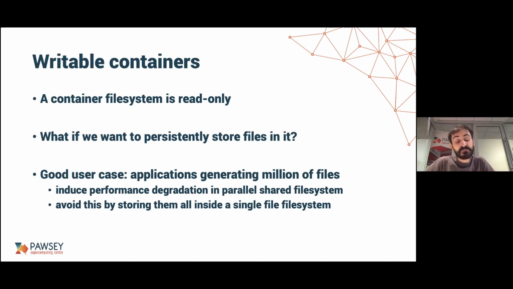This might not be a big deal in local workstations and some file systems, but when you move to an HPC center, normally you have a parallel shared file system such as Lustre at Pawsey. And these file systems don't really like having to handle a large number of files. They prefer to handle a limited number of very big files. So when you run these applications generating millions of files on these file systems, you get quite a big performance degradation, which is not only restricted to the user of that application, but to the whole pool of users of the center.